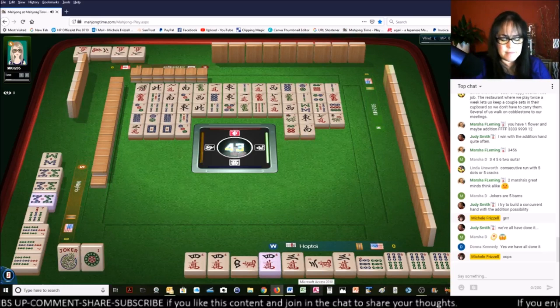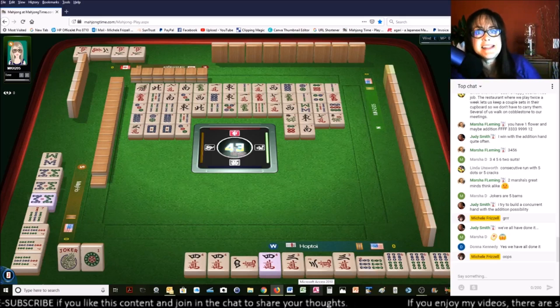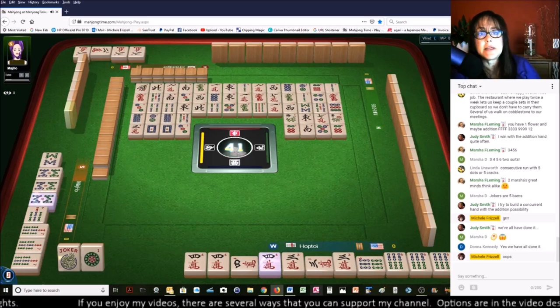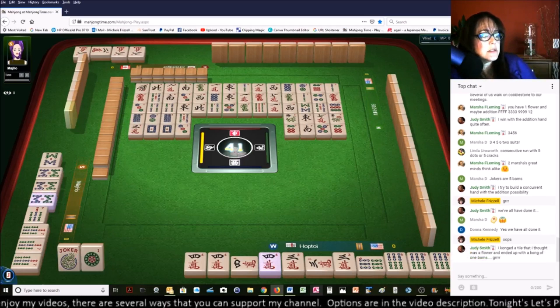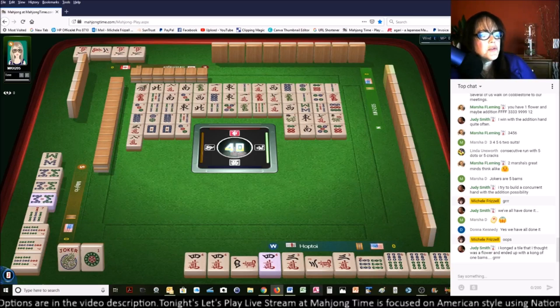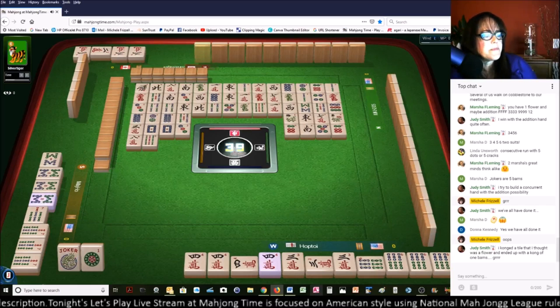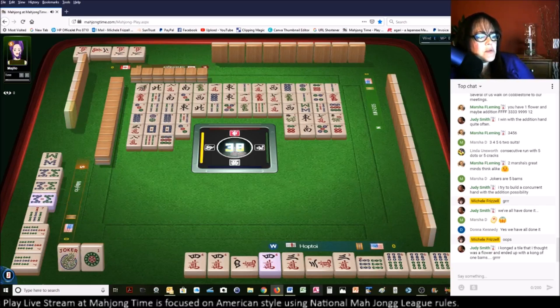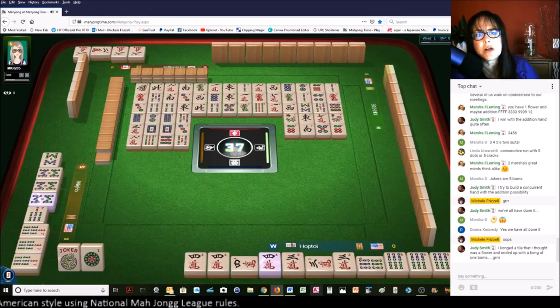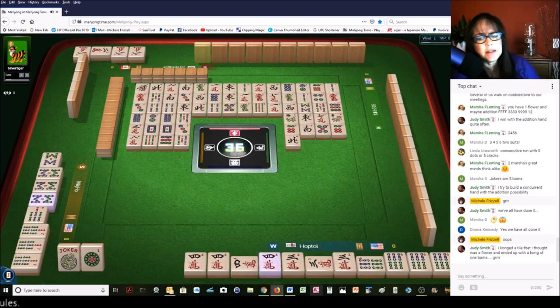South wind. If you'd like to stick around for another hand, please do. 5 dots. 6 dots. I may have to edit that out. I'm just saying right now. 8 characters. Okay, Judy says, you conged a tile that I thought was a flower and ended up with a Kong of 1 bams. And then were you able to switch your hand? Oh, when they discarded the 1 bam, you thought it was a flower, and did you use all jokers? Oh, that's painful. Oh, my goodness.